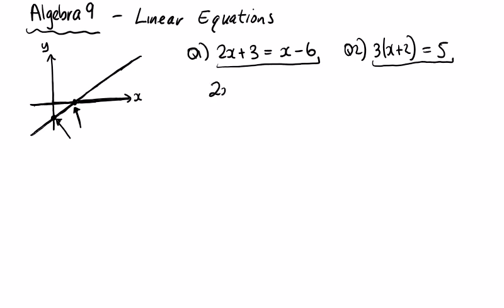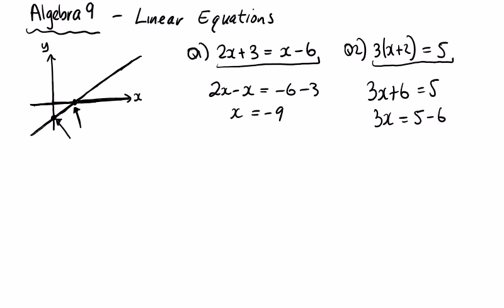Okay, so 2x minus x is equal to minus 6 minus 3. So we get x is minus 9. Really, really basic. Removing the brackets, we get 3x plus 6 is equal to 5. So 3x is equal to 5 minus 6. 3x is equal to minus 1. So x is equal to minus 1 over 3.